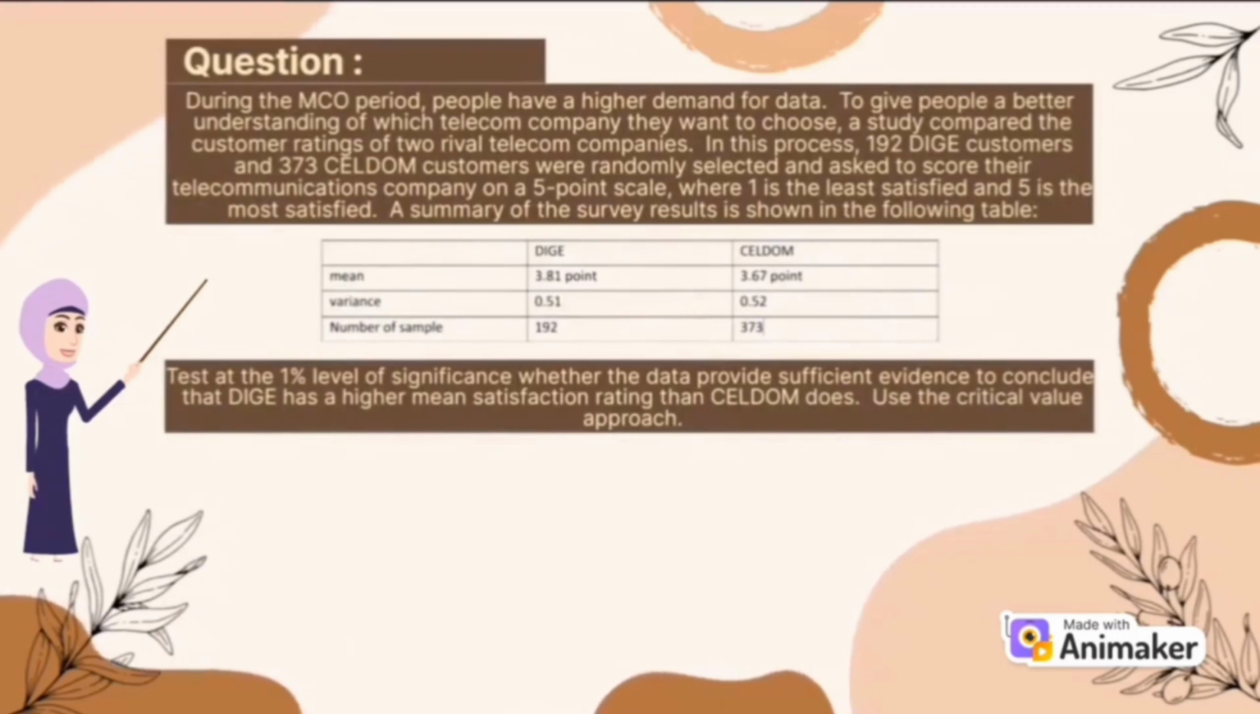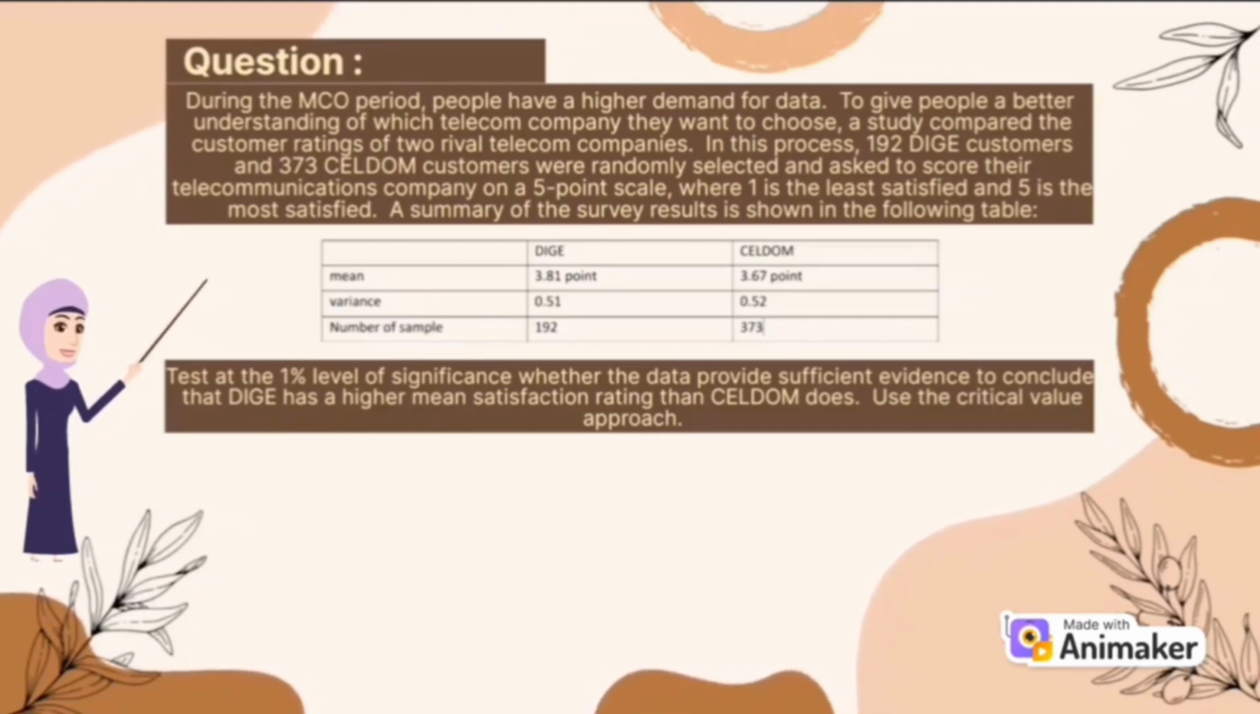So, this is the question for two-sample comparison of two independent population mean hypothesis. During the period of MCO, people have a higher demand for data. To give people a better understanding of the telecom company, they want to choose a study to compare the customer rating of two rival telecom companies. In this process, 192 customers of Digi and 373 customers of Celcom are randomly selected and asked to score their telecom companies on a 5-point scale, of which 1 is most dissatisfied and 5 is the most satisfactory.